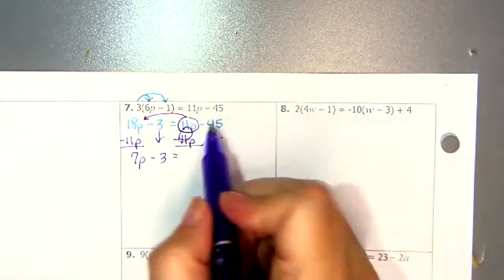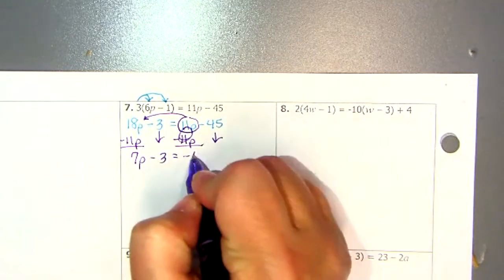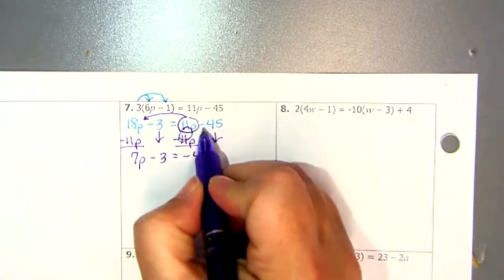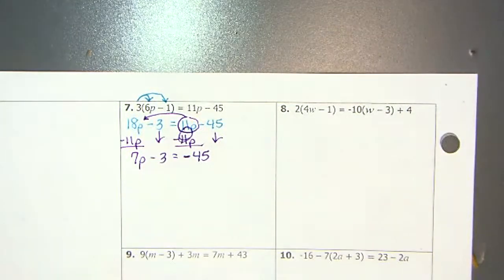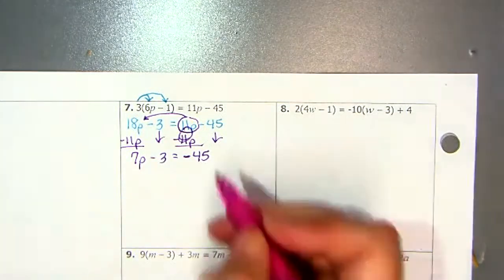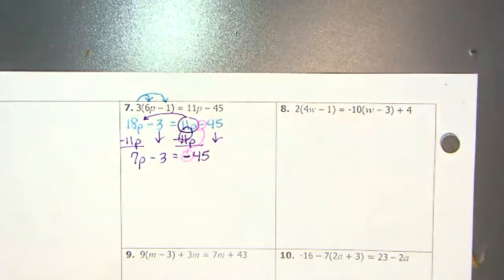major chance to make a mistake here. This is a negative 45, so I bring this down as a negative 45. You forget that negative and you make a mistake. You've made an error that's going to cause you to get the wrong answer, so you've got to pay attention to that. Make sure you bring it down.